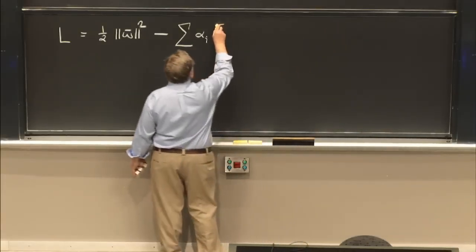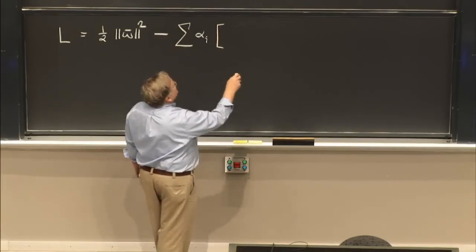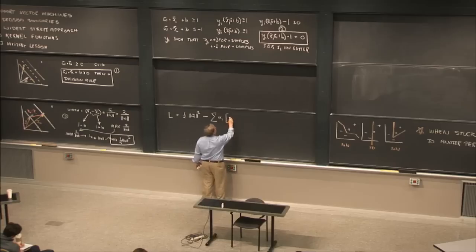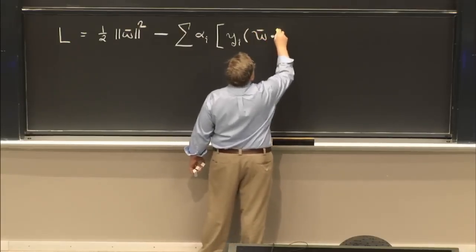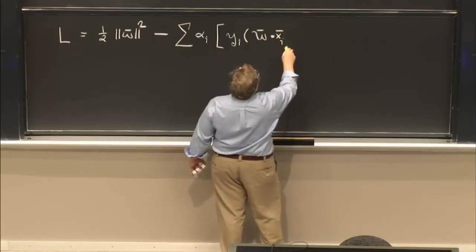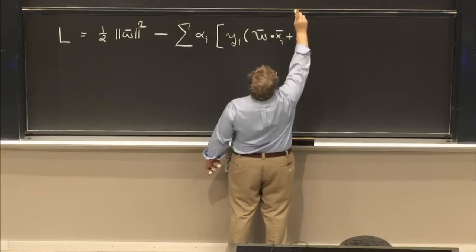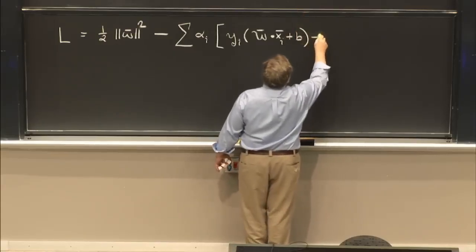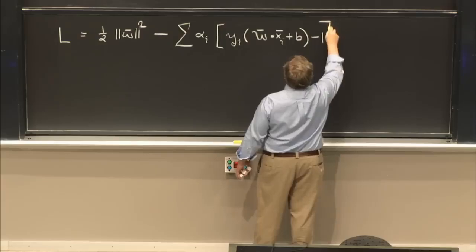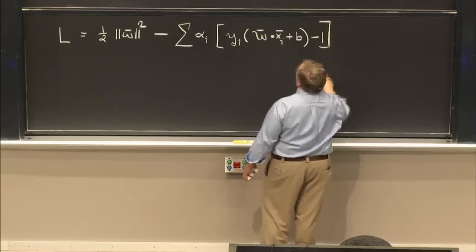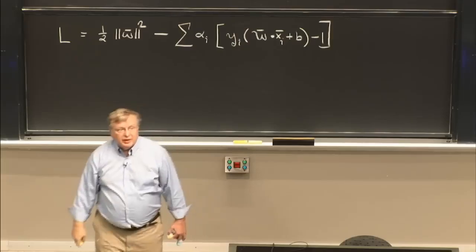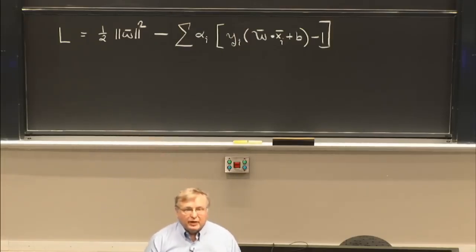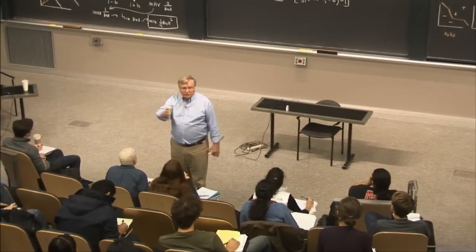But I've got to be hyper careful here because otherwise I'll get lost in the algebra. So the constraint is y sub i times the vector W dotted with the vector x sub i plus b. And now I've got a closing parenthesis, minus 1. That's the end of my constraint, like so. I sure hope I've got that right, because I'll be in deep trouble if that's wrong. Does anybody see any bugs in that? That looks right, doesn't it?